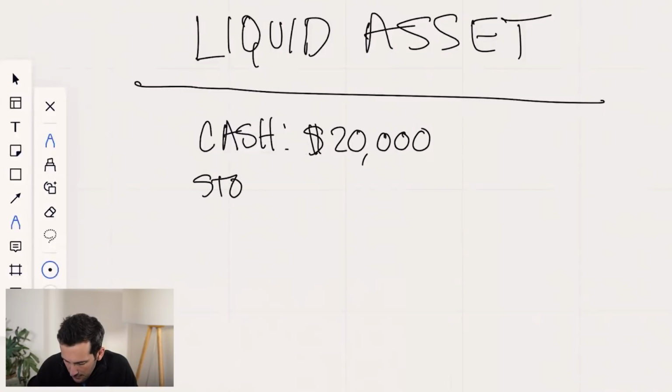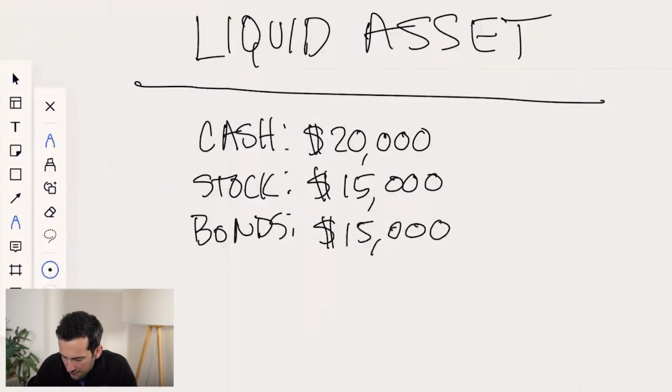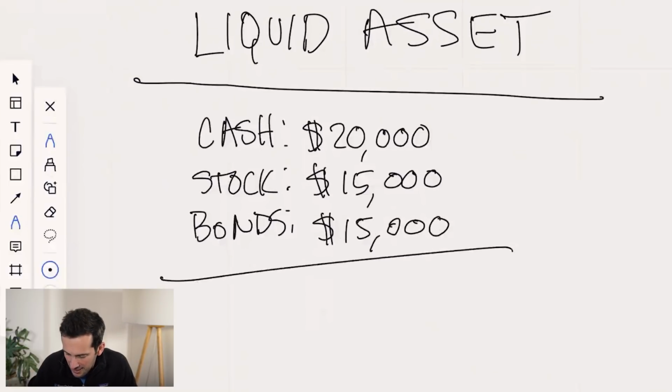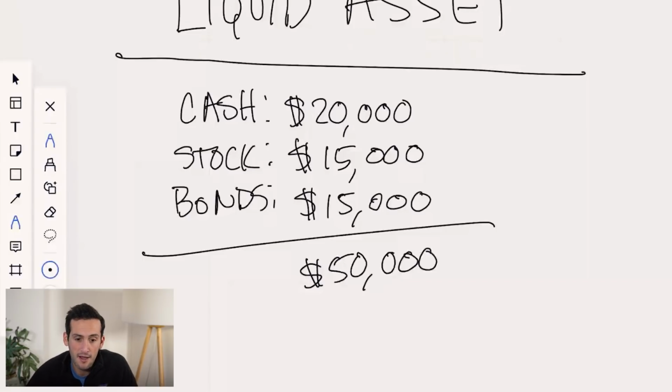Stock, let's say that's 15,000. And then bonds, let's say that's, I don't know, another 15,000. That gives us a nice round number of 50,000. I'm just doing that honestly because it's easier for me to do the math in my head when we have a nice round number like 50,000. This could be any number, but let's just say our liquid assets are $50,000. So that should be pretty easy for you to calculate.